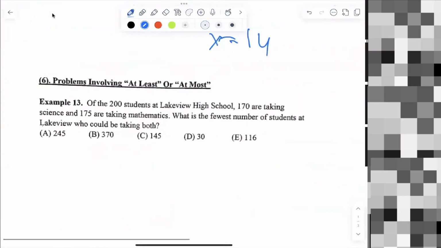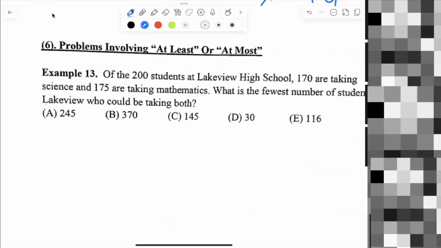Alright, let's move on to example 13. I'll let you guys have a go on this question and tell me your answer through chat.